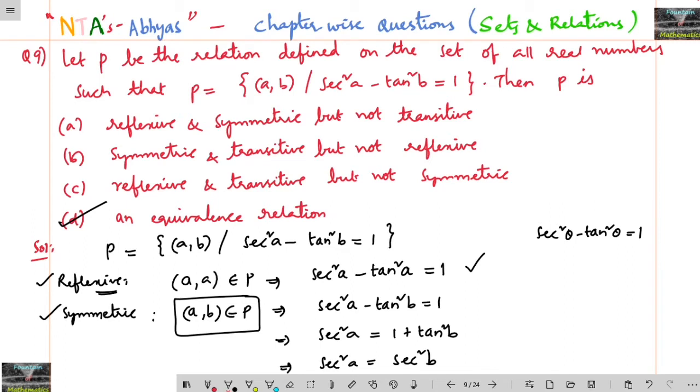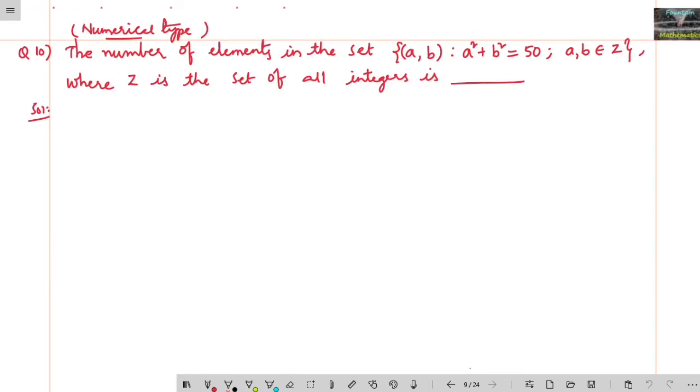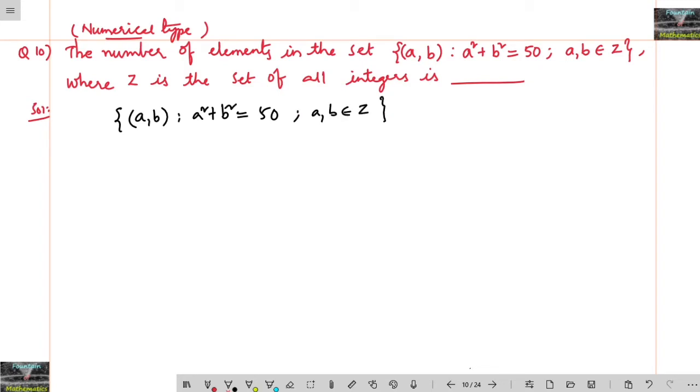Next question. The number of elements in the set (a, b) such that a square plus b square is equal to 50, (a, b) belongs to Z, where Z is the set of all integers. That is, a square plus b square is equal to 50, where a and b are integers, where Z is the set of all integers. It's a numerical type question, no options are given. So let's solve this.